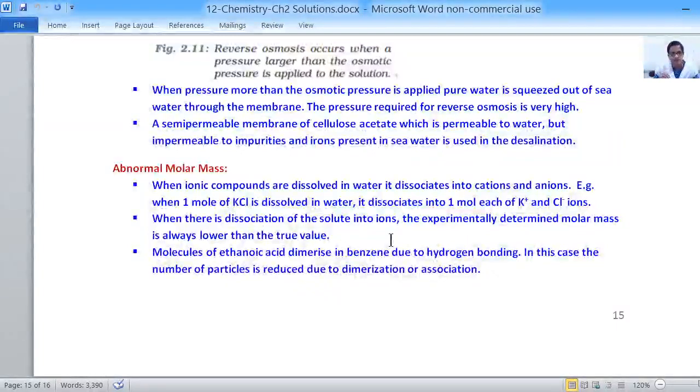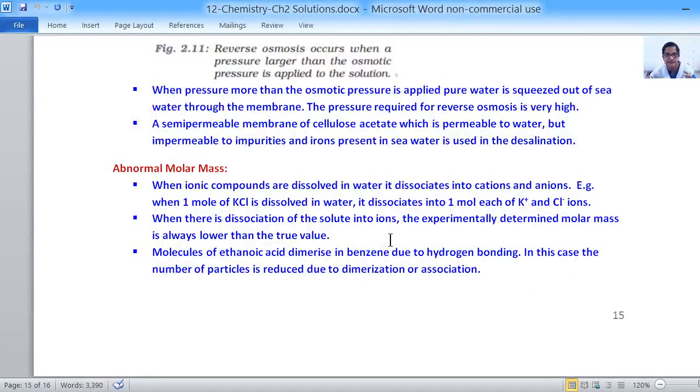Now, next one, molecules of ethanoic acid. You know, ethanoic acid is acetic acid, CH3COOH. It will dimerize. That means 2 molecules of ethanoic acid will join together, dimerize in benzene due to hydrogen bonding. In this case, the number of particles is reduced due to dimerization or association. So 2 molecules of CH3COOH will join together, and that process is known as dimerization.